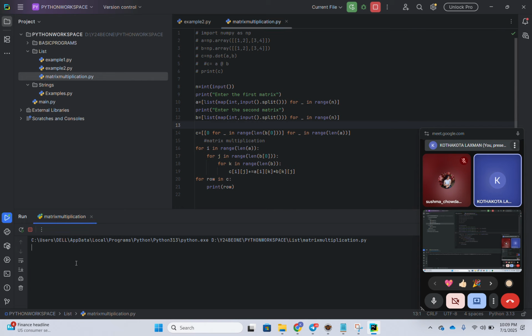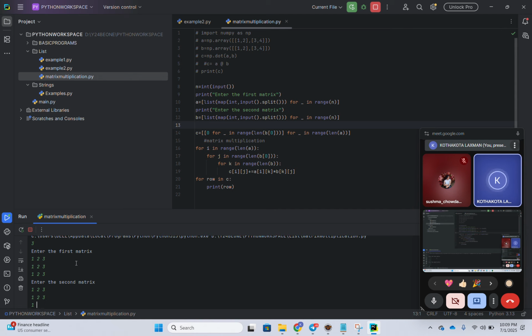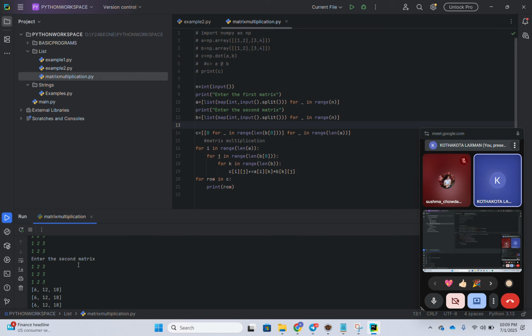Output. I'm going to read a 3 by 3 matrix. Enter the first matrix: 1, 2, 3, then 1, 2, 3, then 1, 2, 3. Enter the second matrix. I'm going to take the same matrix: 1, 2, 3, 1, 2, 3, then 1, 2, 3. So this is the output. This is the resultant matrix.